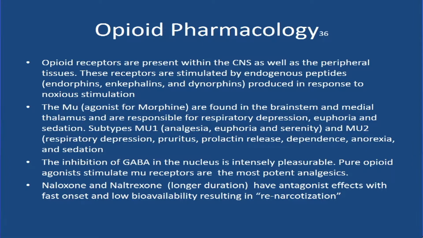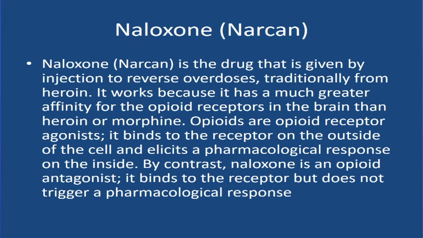Naloxone and naltrexone, which has a longer duration, have antagonistic effects with fast onset and low bioavailability, resulting in re-narcotization. Narcan is the drug that's given by injection to reverse overdoses, traditionally from heroin. It works because it has much greater affinity for the opioid receptors in the brain than heroin or morphine.